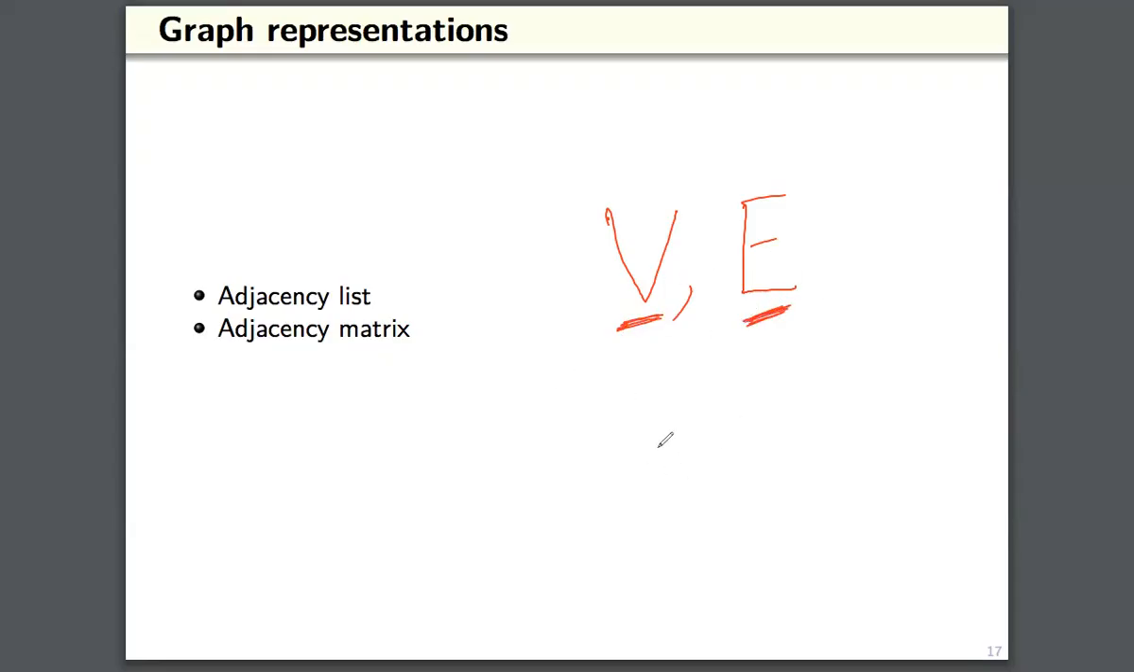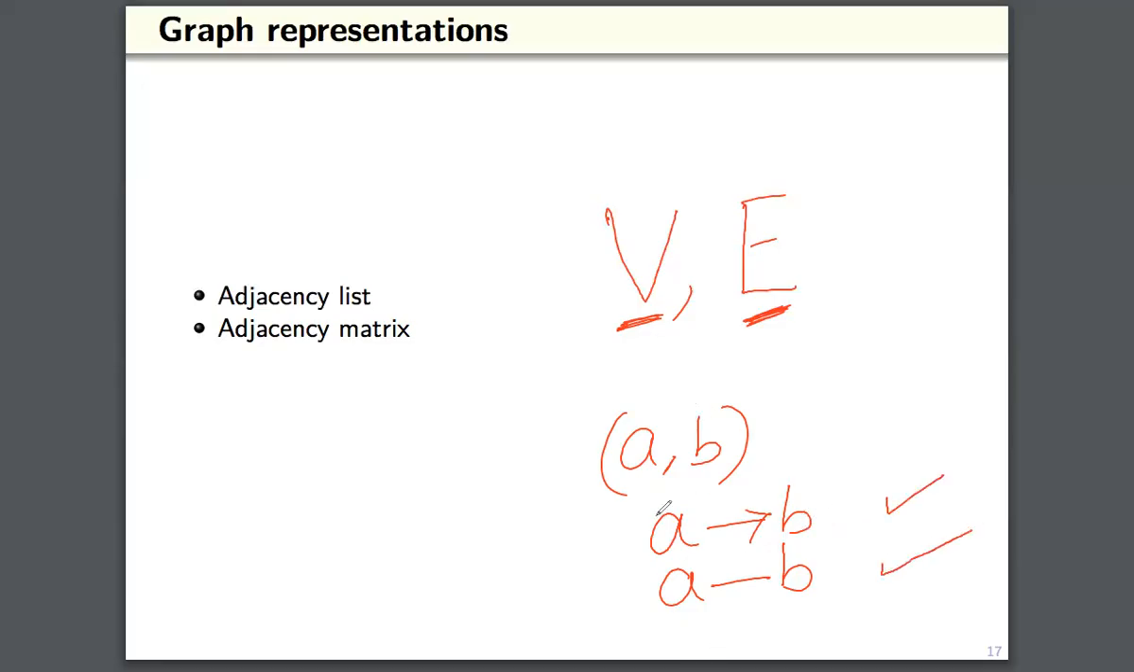And what is an edge? Right? Edge is an ordered pair, right? A comma B. So suppose you have A comma B, it means that there is an edge from A to B if it is directed, and it is like this if it is undirected, right? This is a directed edge, this is an undirected edge. Okay, so based on whether you're using a directed graph or undirected graph, you can have these two types of edges. Okay, fine.